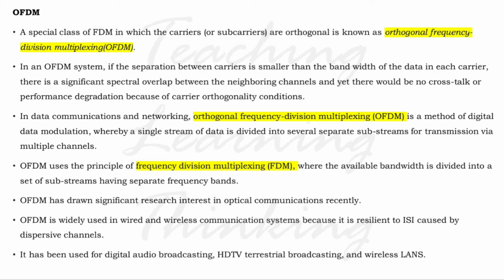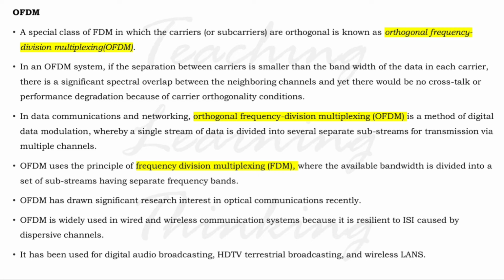So what is OFDM? If the separation between carriers is smaller than the bandwidth of the data in each carrier, there will be a significant overlap between the neighboring channels, and this will avoid crosstalk or performance degradation because of the carrier orthogonality condition. In data communication and networking, orthogonal frequency division multiplexing (OFDM) is a method of digital data modulation whereby a single stream of data is divided into several separate substreams for transmission via multiple channels.